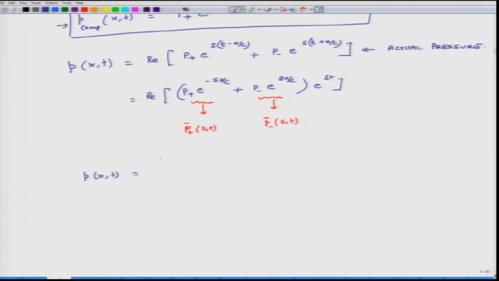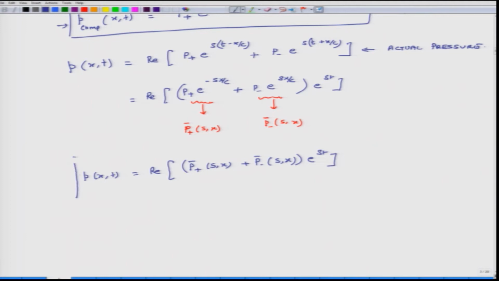So, with these definitions I can rewrite it as p x t is, oh I am sorry, yeah, you are right. So, this depends on s and x, and this also depends on x and s. So, I can rewrite this entire thing as p plus bar, which is a function of s and x, plus p minus bar, which is a function of s and x, times e to the power of s t.